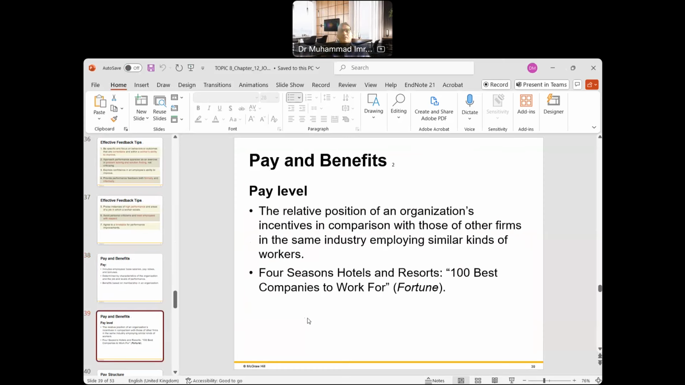Pay level is the relative position of the organization's incentives in comparison with those of other firms. We compare the pay. If your competitor is giving more pay and your worker is taking less salary and doing the same work as the other company, or more work, there will be no justice. So we first look at the market and set the pay level.